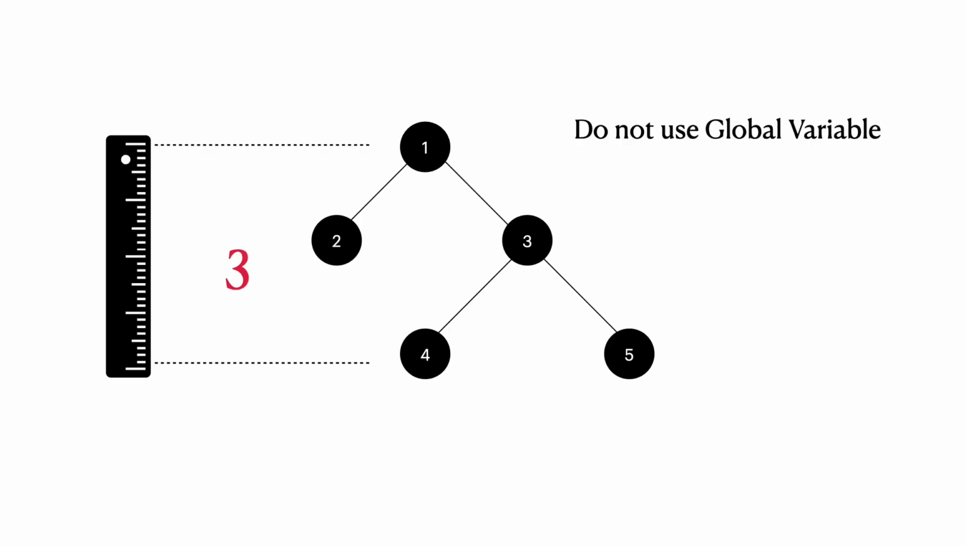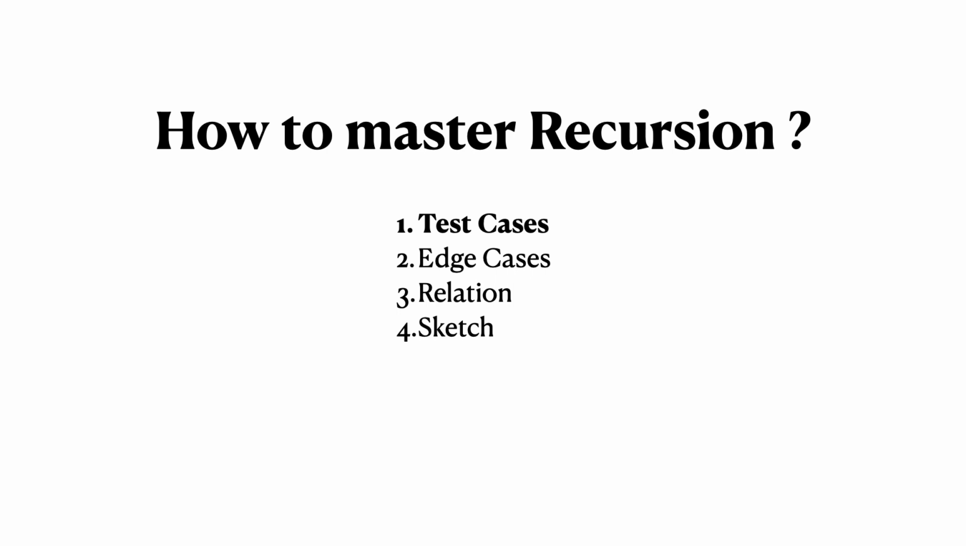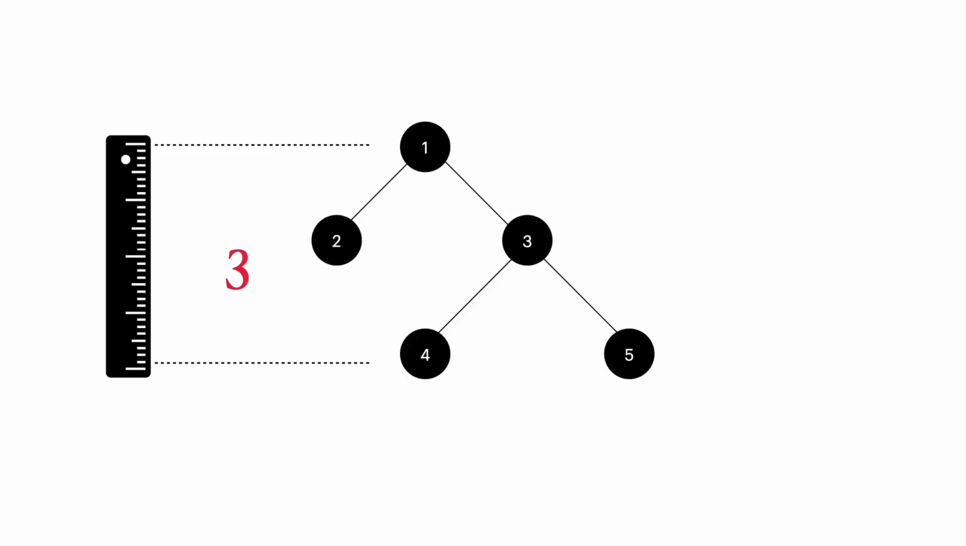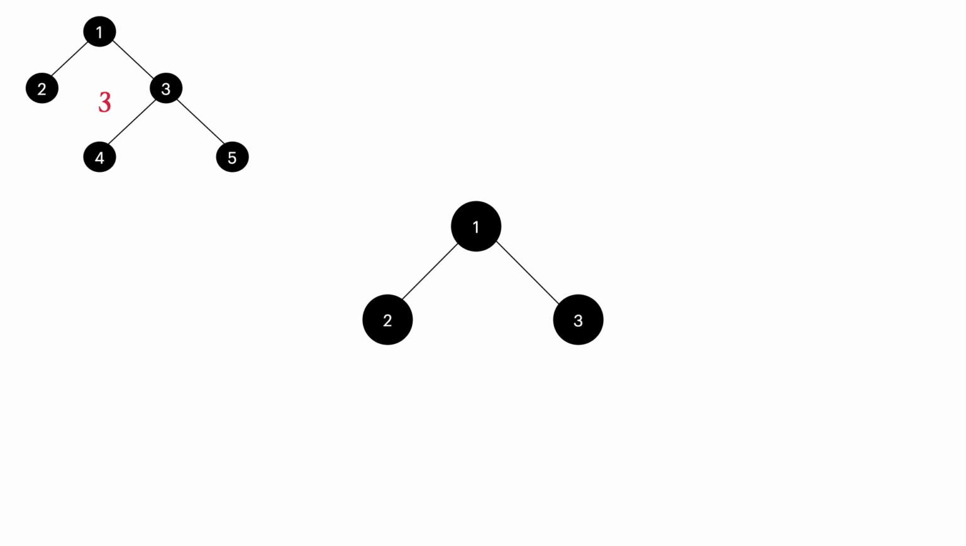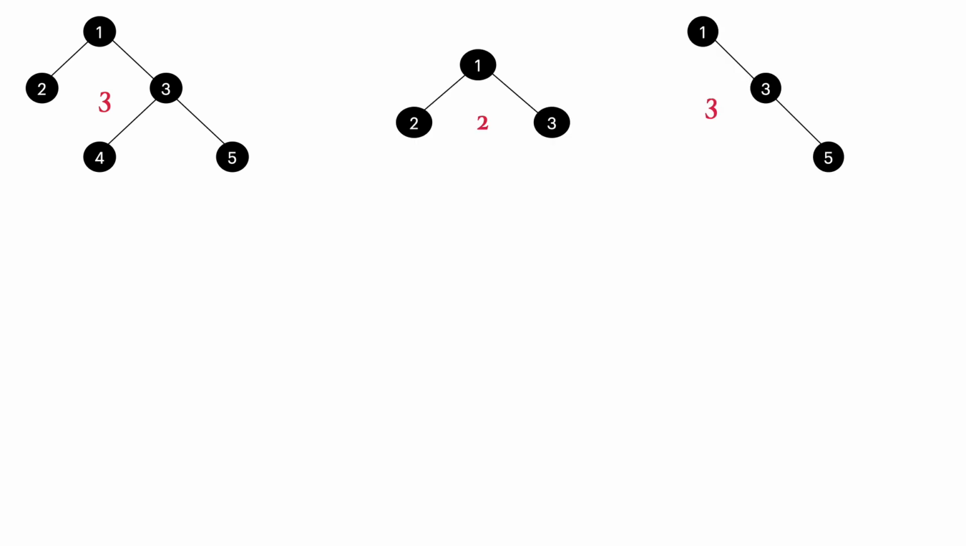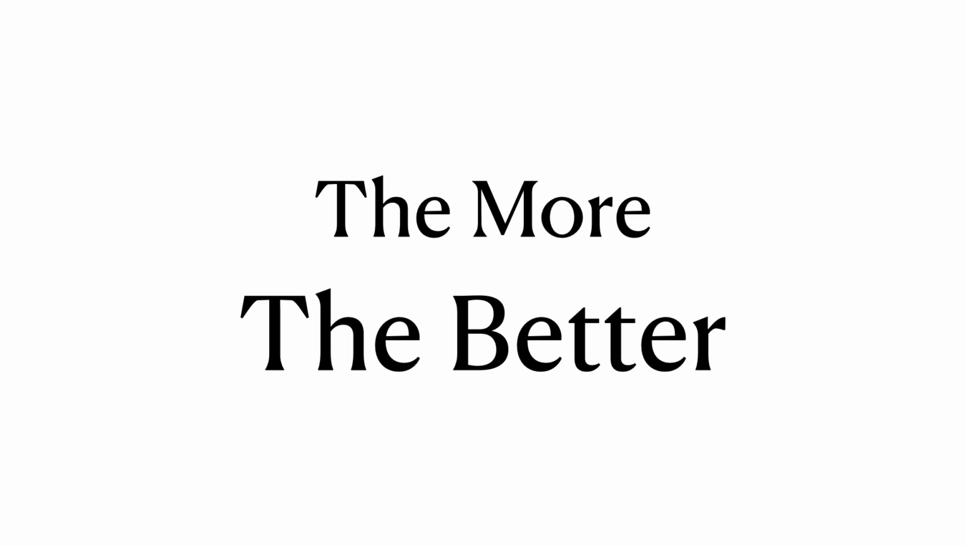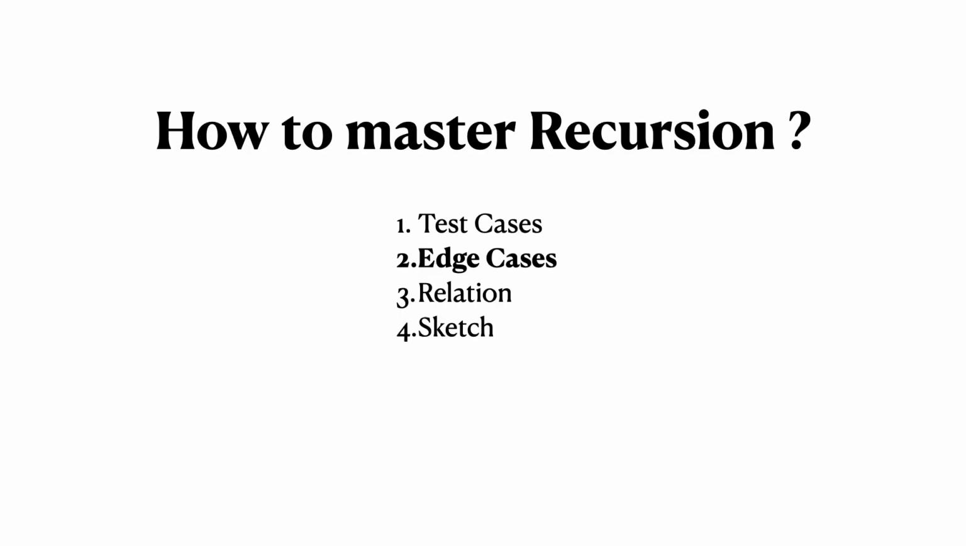Let's solve the same problem with bottom-up. First is making test cases. The maximum depth of this tree is 3. The maximum depth of this tree is 2. Likewise, this is 3. This is 1. Finally, this is 0. If the node is null, the depth is 0. The more test cases you make, the better you solve the problem.